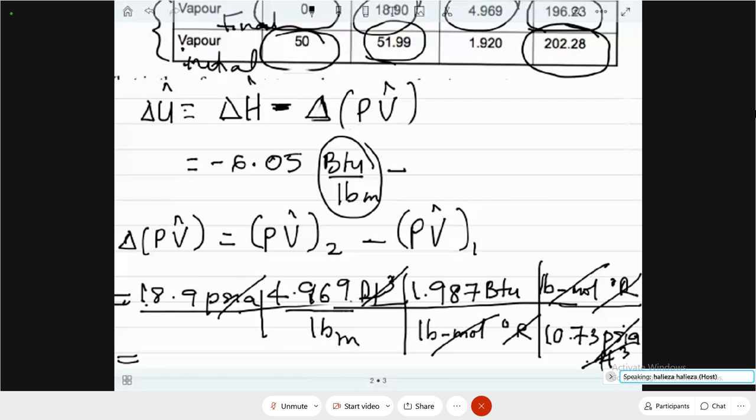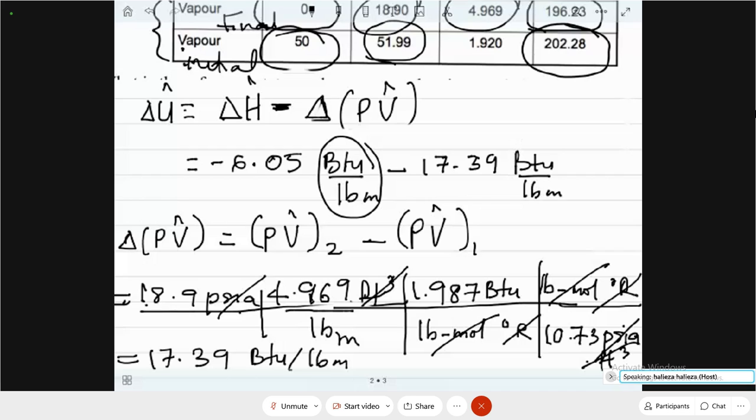17.39, Doctor. 17.39. I cannot get something on my pen. I think something is wrong. 17.39 BTU per pound mass. That is the difference in the value of PV. So putting that value over here for our calculation of delta U, that's 17.39 BTU per pound.